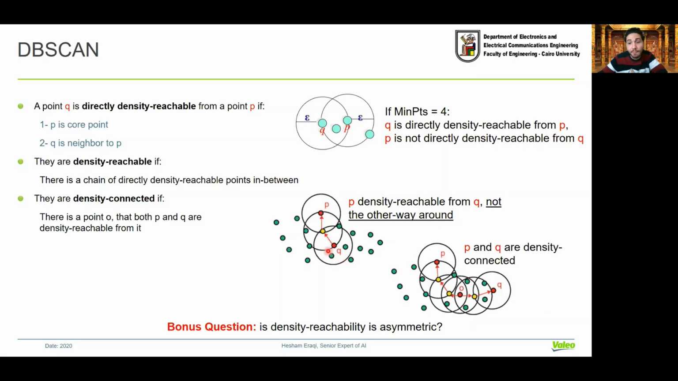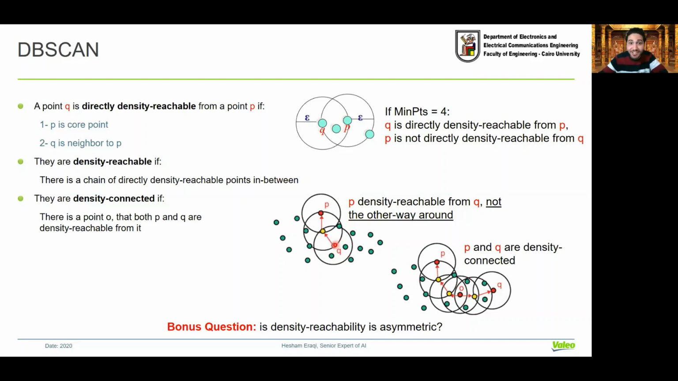Q is a core point in this example, but P is not a neighbor of Q. This is why it is not directly density reachable from Q, but you will find that it is indirectly density reachable from Q, because you have a chain of points in between, which is in this case a single point, that yellow point. The yellow point here is directly density reachable from Q, and P is directly density reachable from the yellow point.